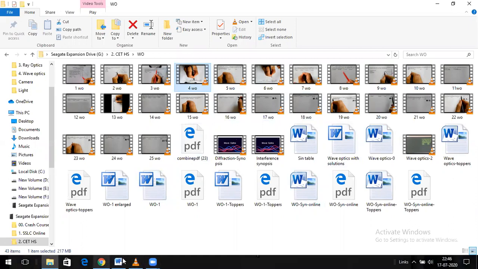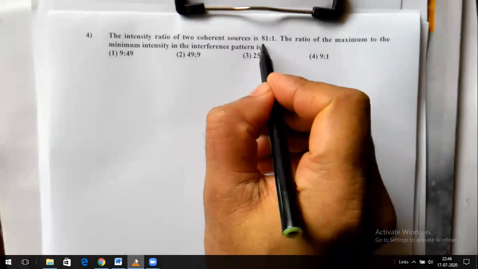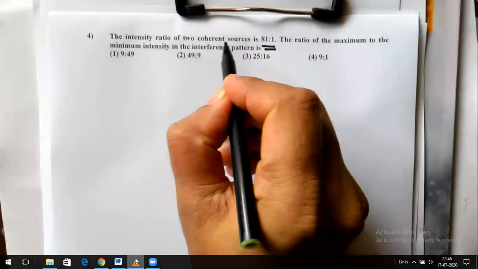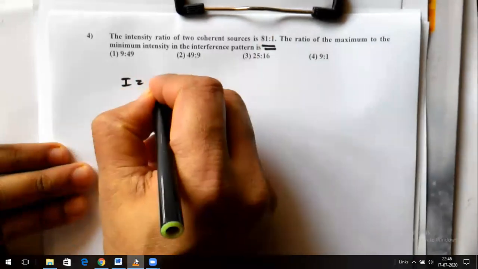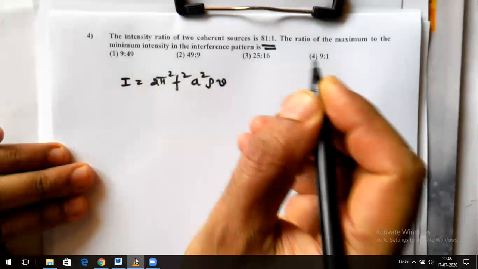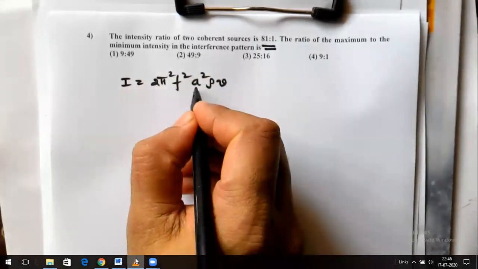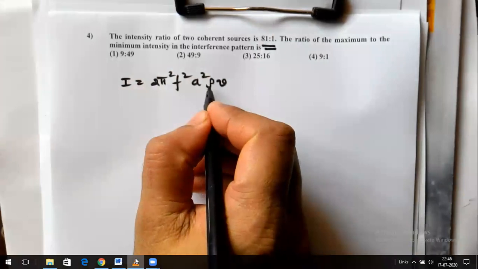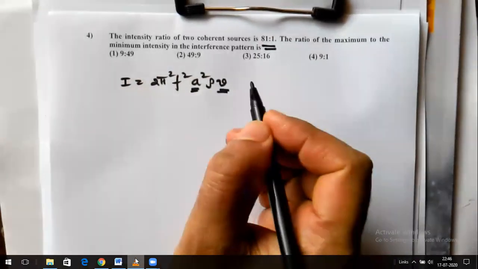The intensity ratio of two coherent sources is 81:1. The ratio of maximum to minimum intensity in the interference pattern is asked, given that 81:1 is the intensity ratio of the two individual sources. We know that intensity is equal to 2 pi square f square a square rho v. For a wave, f is the frequency, a is the amplitude of the wave, rho is the density of the medium where it travels, and v is the speed. And it is directly proportional to the square of the amplitude.